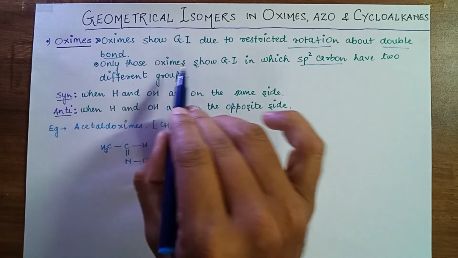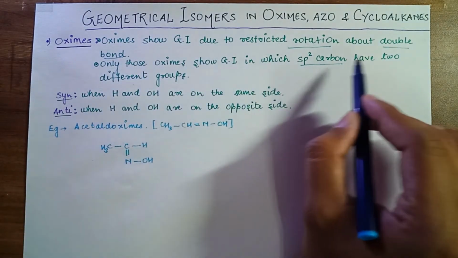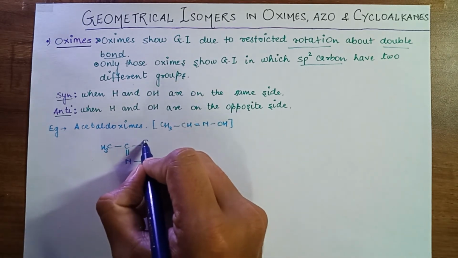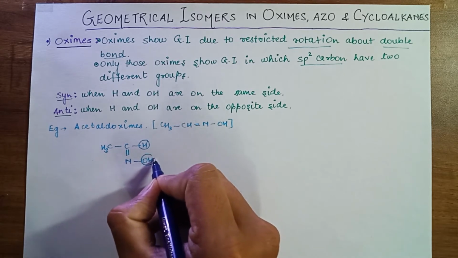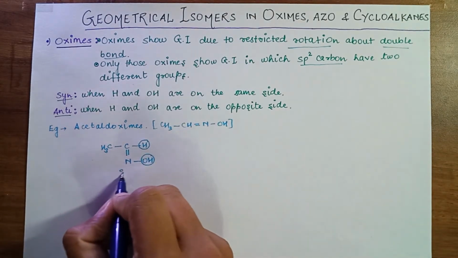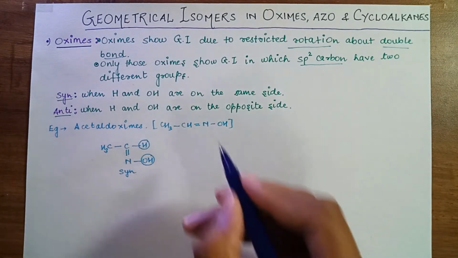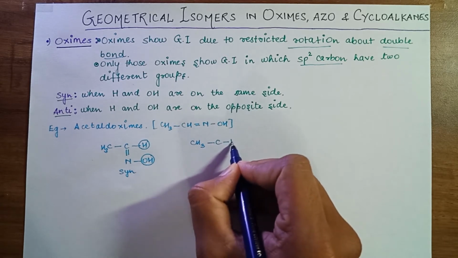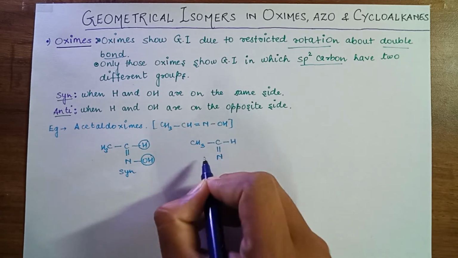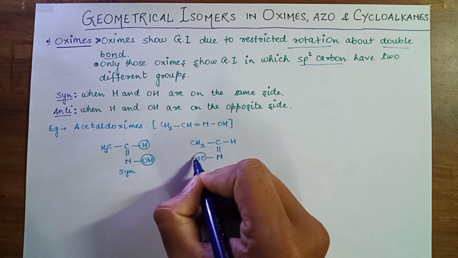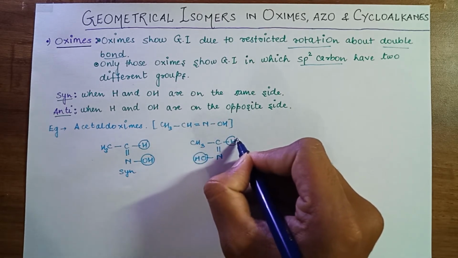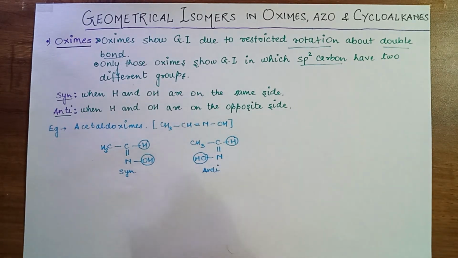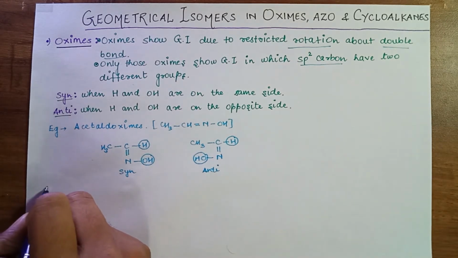The second point is that only those oximes show geometrical isomerism in which the sp2 carbon has two different groups. So this is my sp2 carbon and these two groups are different. Here you can see that H and OH are on the same side, so it will be my syn. The next geometrical isomer is CH3 CH double bond N and OH. Here OH and H are on opposite sides, so this will be my anti.